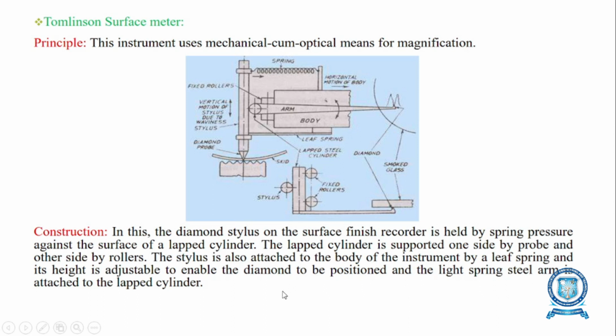The stylus is restrained from all motions except the vertical one by the tensions in the coil and leaf spring. The light spring steel arm or lever is attached to the lapped steel cylinder. The spring arm carries a diamond scriber at the end which stands against the smoked glass.